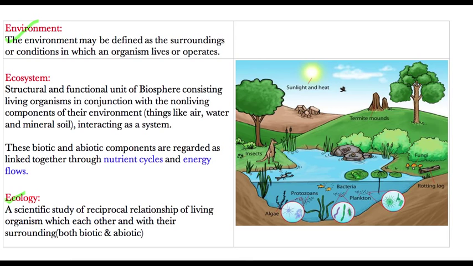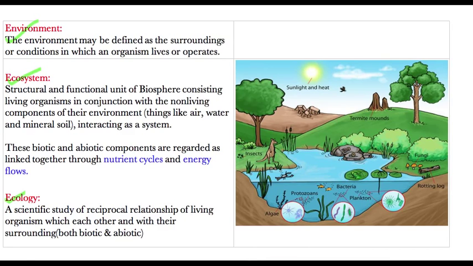So basically it is a study of a particular living organism with other living organisms as well as with its surroundings. Okay, so that is called ecology. Then we have something called ecosystem. What is that? Ecosystem is a structural and functional unit of biosphere consisting of living organisms in conjunction with non-living components of their environment, like air, water and minerals, soil, etc., interacting as a system.